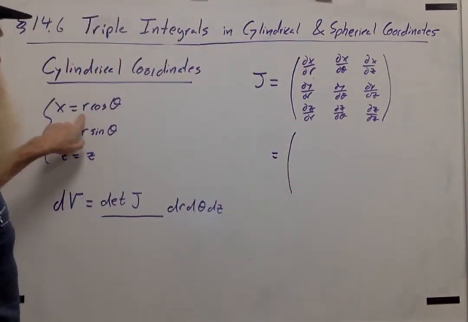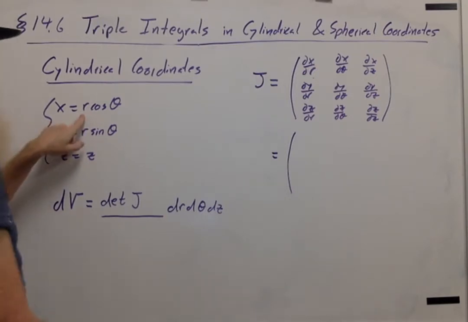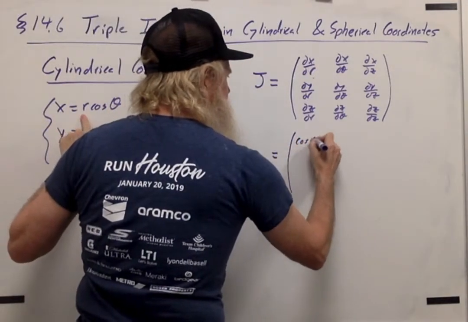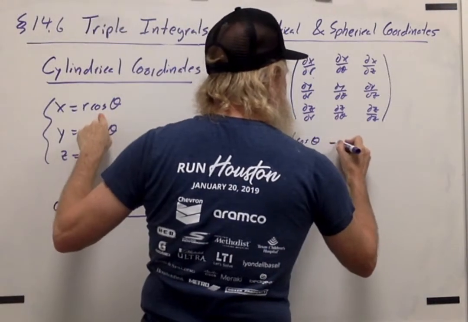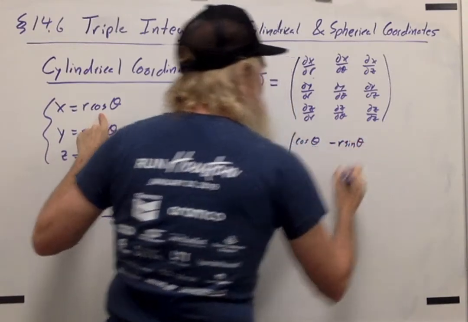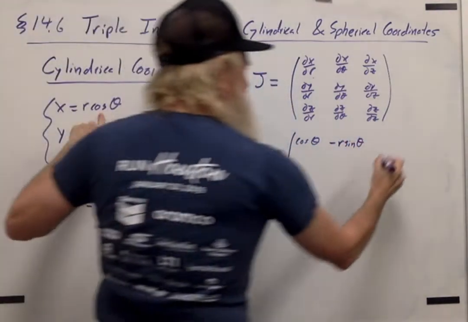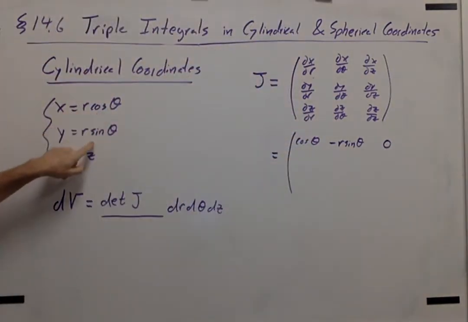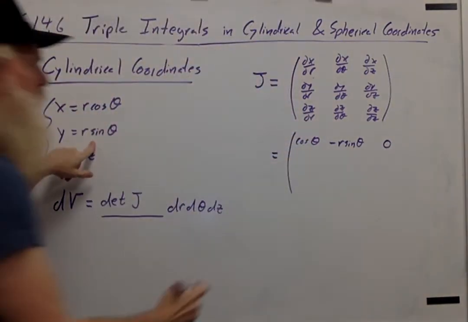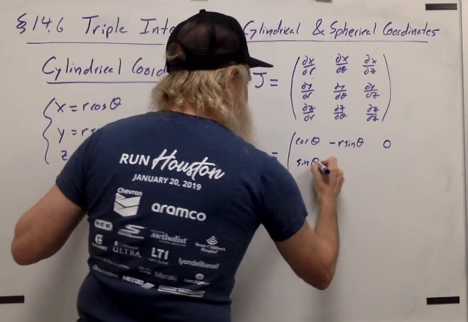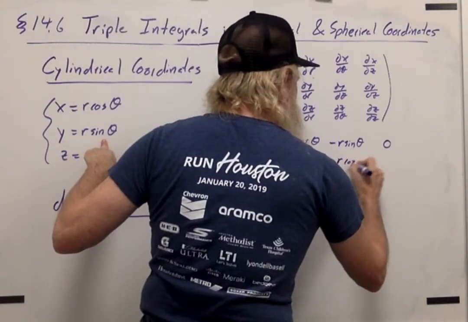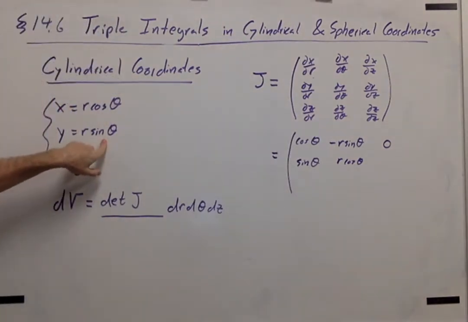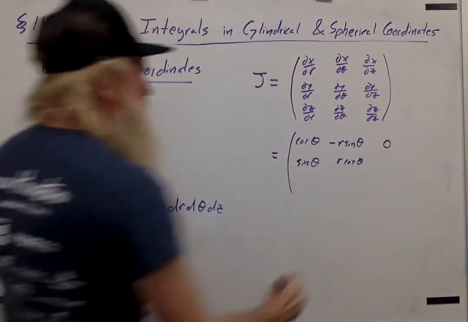Let's start off with x. The derivative of x with respect to r is cosine theta. The derivative of x with respect to theta is negative r sine theta. And the derivative of x with respect to z is 0. Moving down, the derivative of y with respect to r is sine theta. The derivative of y with respect to theta is r cosine theta. And the derivative of y with respect to z is 0.